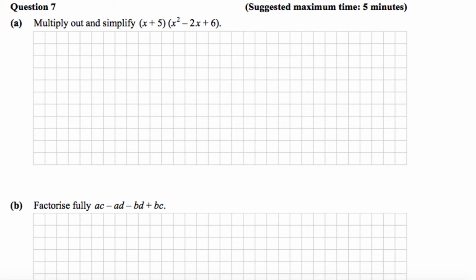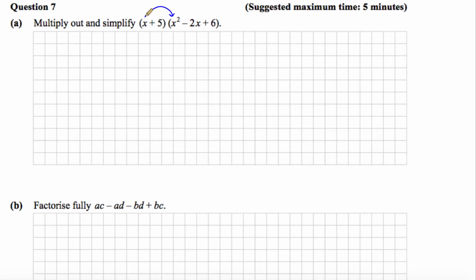So this is the 2015 Junior Cert Higher Level Paper 1, and we're looking at question number 7. Part A says, multiply out and simplify (x + 5)(x² − 2x + 6). Okay, so we could do this by grid method or just by using the arrow method, so I'm just going to use the arrow method.